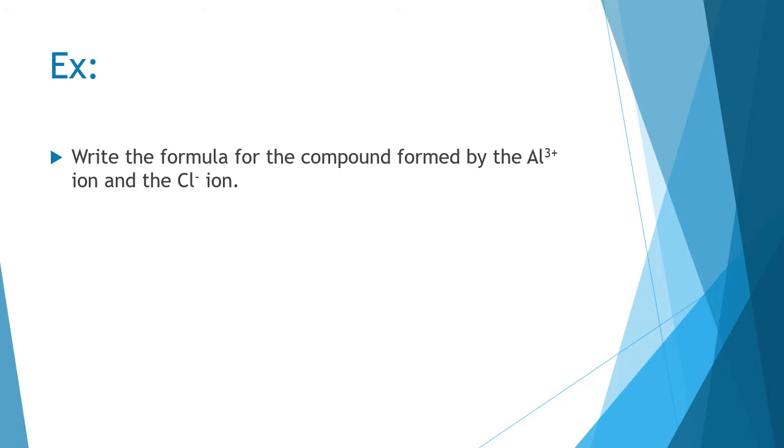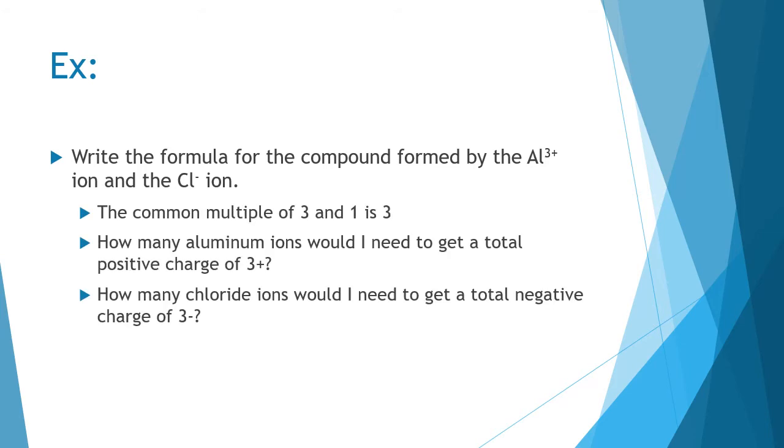Example: write the formula for the compound formed when the aluminum cation and the chloride anion form a compound. First, we should consider a common multiple between the charges, which are 3 and 1. The common multiple of 3 and 1 is 3, conveniently, which means that the total charge from the cations must equal +3, and the total charge from the anions must equal -3 in order to create a balance. So let us consider, how many aluminum ions would I need in order to get a total positive charge of +3 in the compound? I would only need one.